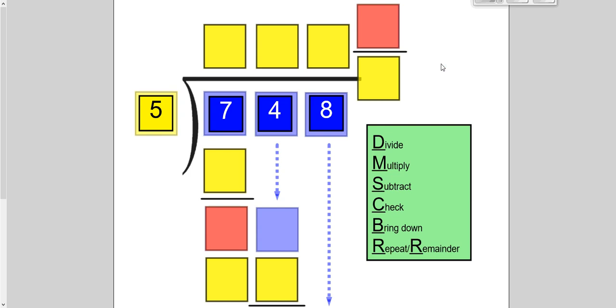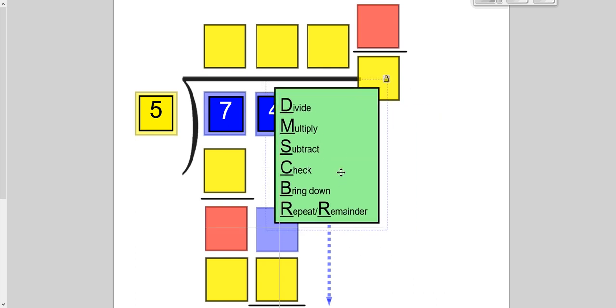Now let's review a long division problem with a 3-digit number divided by a 1-digit number. It's really the same thing. Divide, multiply, subtract, check, bring down. It's just you may repeat more than once. Let's do 748 divided by 5.